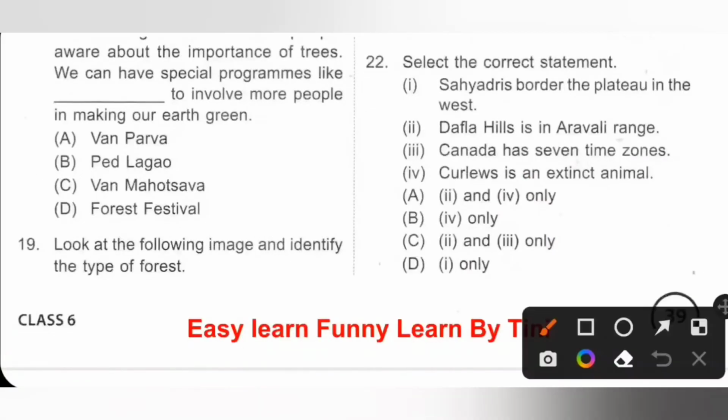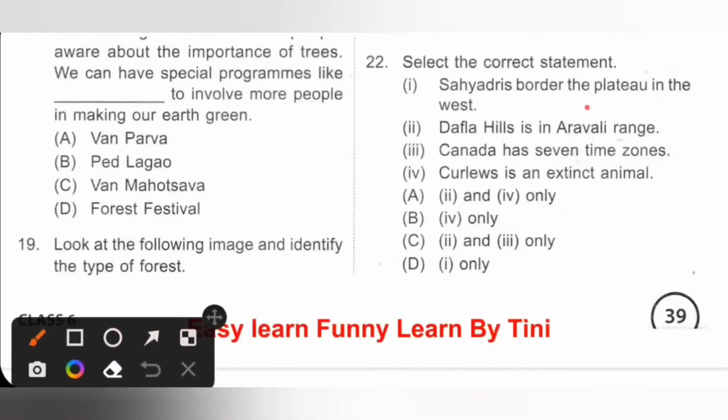22. Select the correct statement. 1. Sahyadris border the plateau in the west. It is the correct statement. 2. Dafla Hills is in Aravali range. It is incorrect because Dafla Hills is a part of Shivalik. 3. Canada has 7 time zones. It is incorrect because Canada has 6 time zones. 4th one. Curlews is an extinct animal. No. It is incorrect because curlews is a migratory bird. So only one is a correct statement. So one only. Option D.